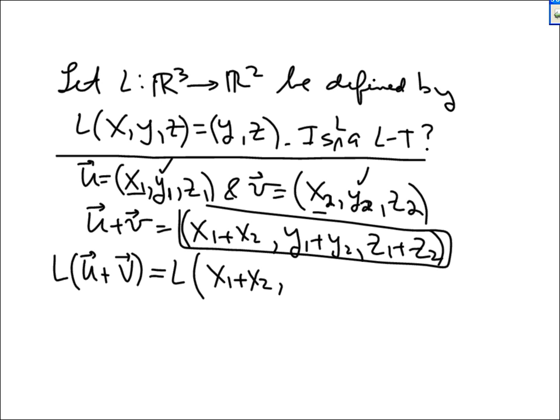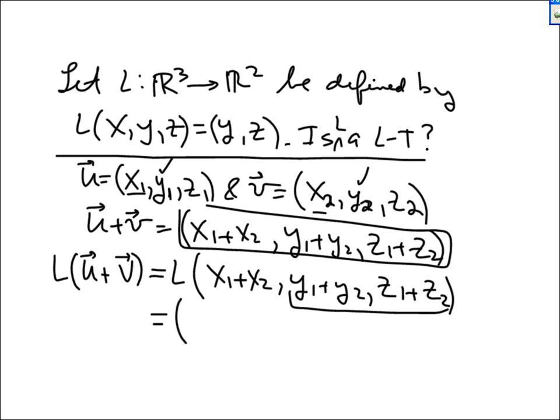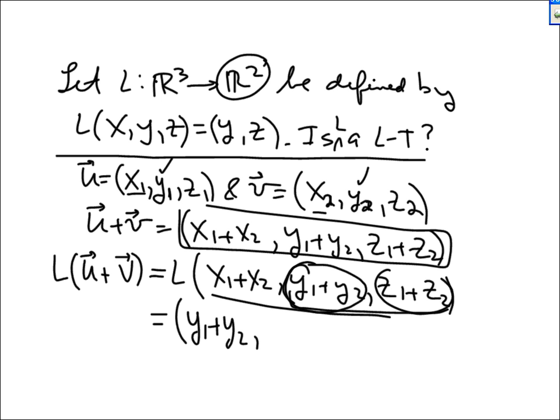x1 plus x2, y1 plus y2, z1 plus z2. And what I get is the last two components. That is the first component in R2, because I'm going into R2. The first component into R2 is the second component of what I'm taking L of. I get the second component first, and then the third component goes second.